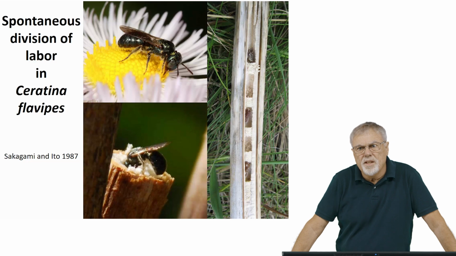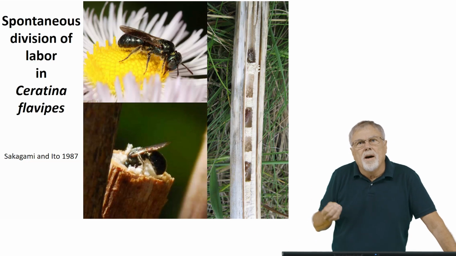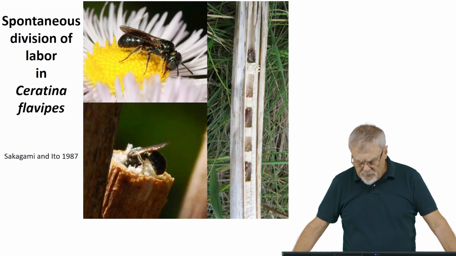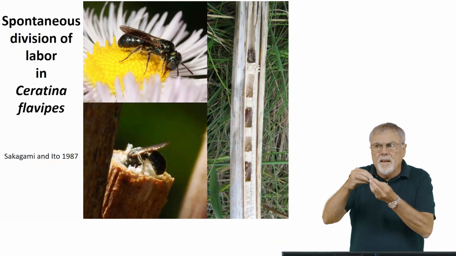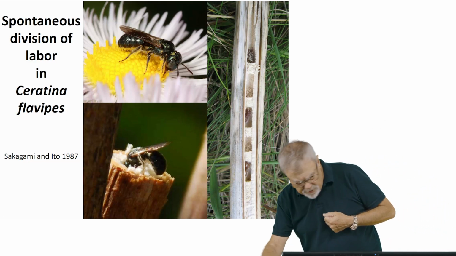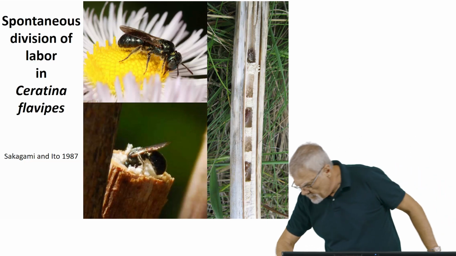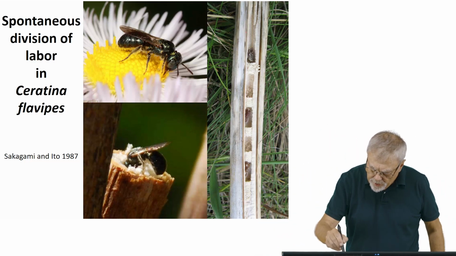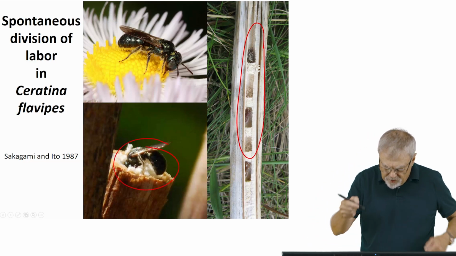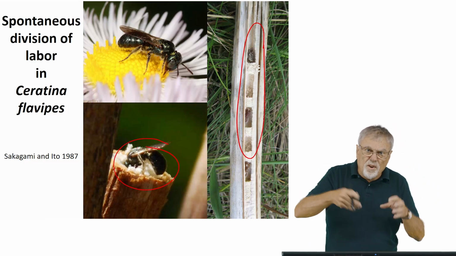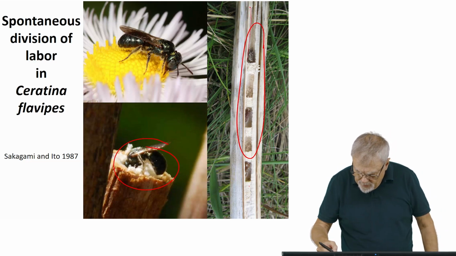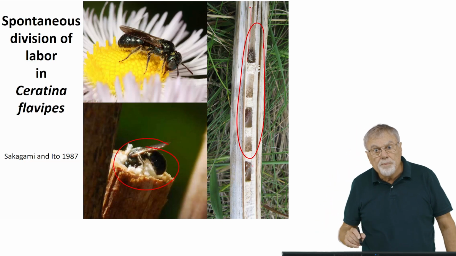Ceratina is the smaller carpenter bee. They nest in the pithy centers of certain kinds of stems, as shown here. And here they're boring out the center of this stem. It's very pithy in the middle of it. And they burrow down, and then they start constructing cells.